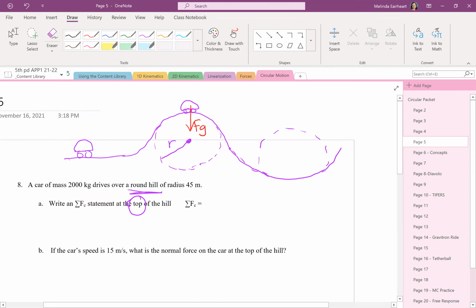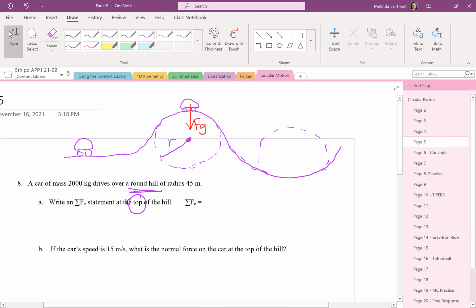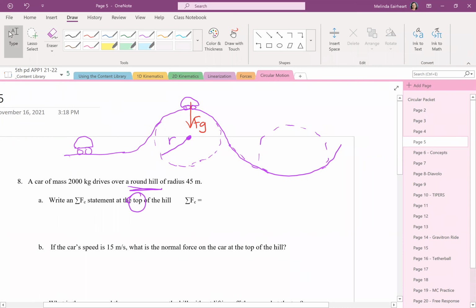Now, here's where this one's going to differ than the loop-de-loop. In the loop-de-loop, the car would go upside down. But when you drive over a hill, you're right side up. So normal force is going to be drawn up. Should it be bigger or smaller than gravity?